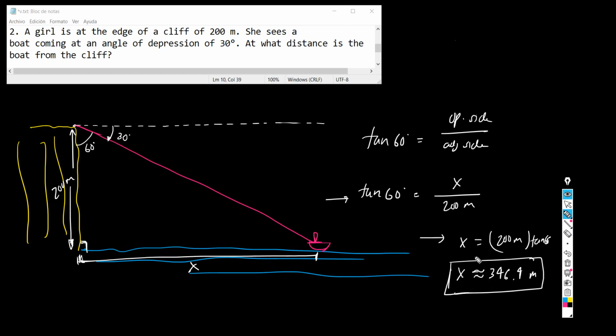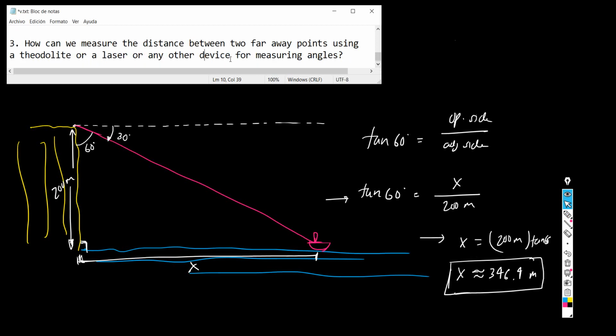So these are just two very classic problems in regards to trigonometry. I have this other problem which I want to talk with you about, but live. I want to discuss this problem with you, and I want to ask you questions. How can we measure the distance between two faraway points using a theodolite, or a laser, or any other device for measuring angles? I'm going to tell you what this means in a moment. We're going to see how this works, but I want to do it with you. So let's stop it right here, guys.